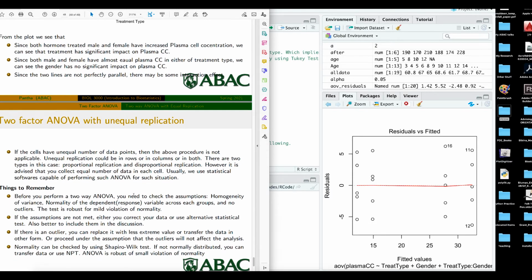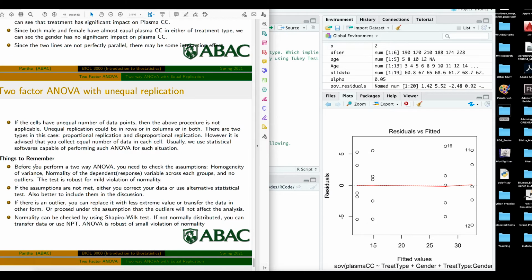Okay, all right. So things to remember: before you perform a two-way ANOVA, you need to check the assumptions: homogeneity of variance, normality of the dependent variables across each group, and no outliers. The test is robust to mild violation of normality. If the assumptions are not met, either you correct your data or use an alternative statistical test. It is also better to include them in the discussion.